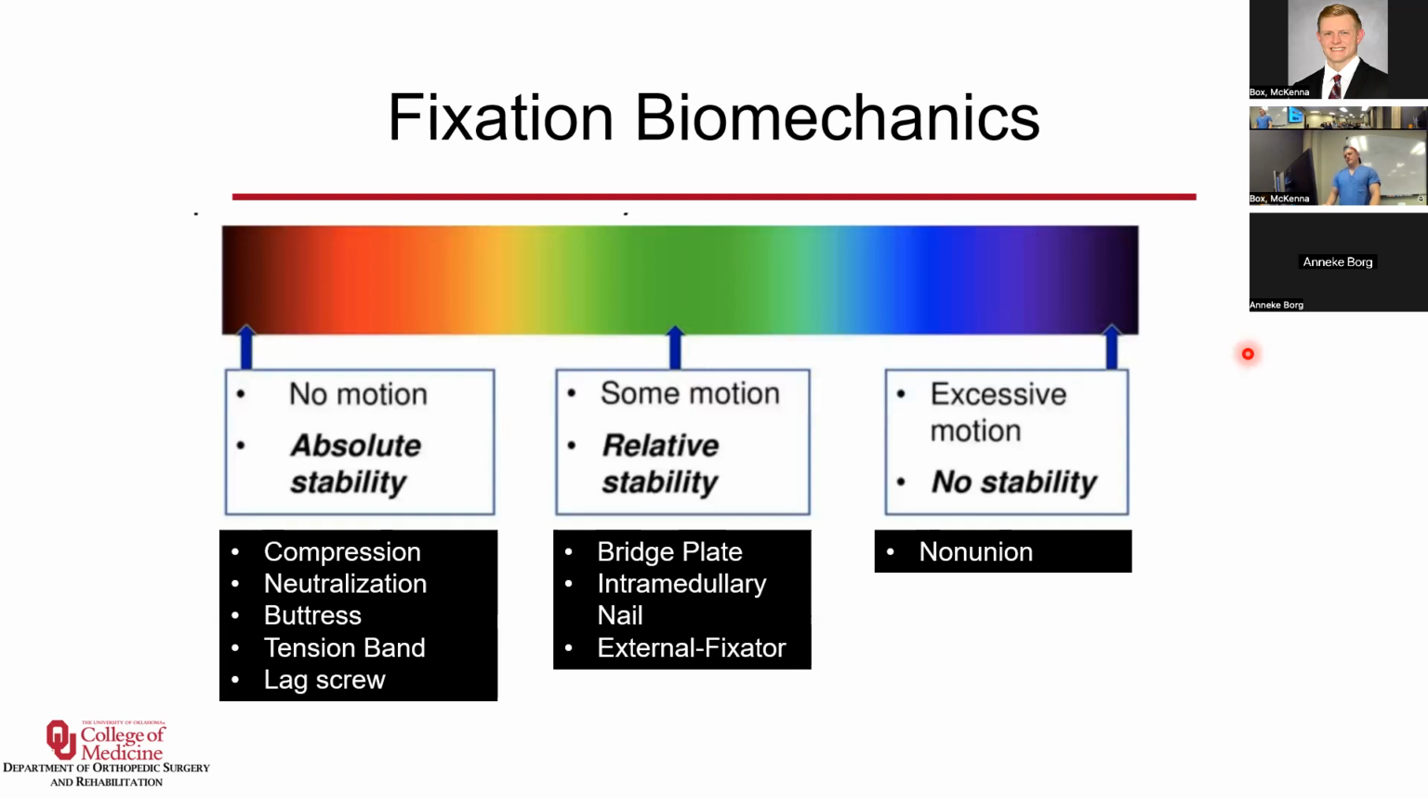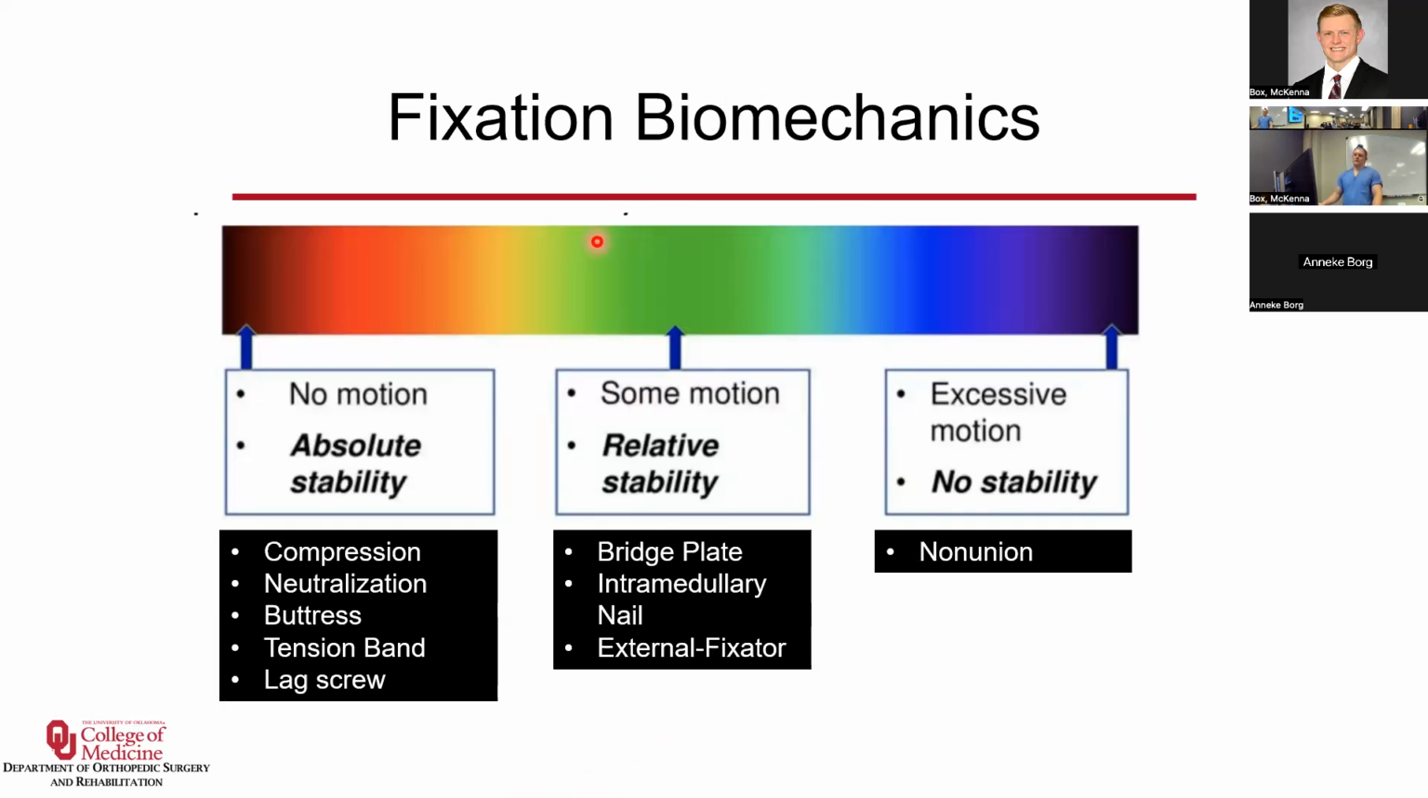So this kind of leads us into how strain plays into some of our fixation constructs. So down here will be no motion, so absolute stability or strain less than 2%. And we achieve this with compression plating, neutralization plating, buttress plating, tension bands, and lag screws. And we'll go over these here in a second.